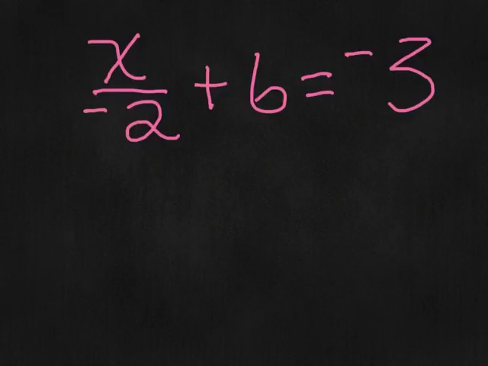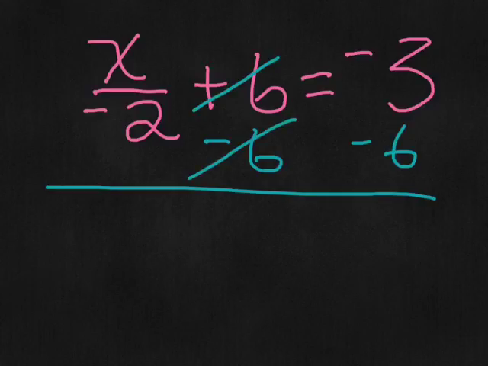x divided by -2 plus 6 equals -3. So I'm going to, again, undo any addition and subtraction I have first. So I have plus 6, and I will undo that by subtracting 6 from both sides. Again, the whole reason I did it here was to undo the plus 6, so I'm left with x divided by -2, and -3 minus 6 is -9.